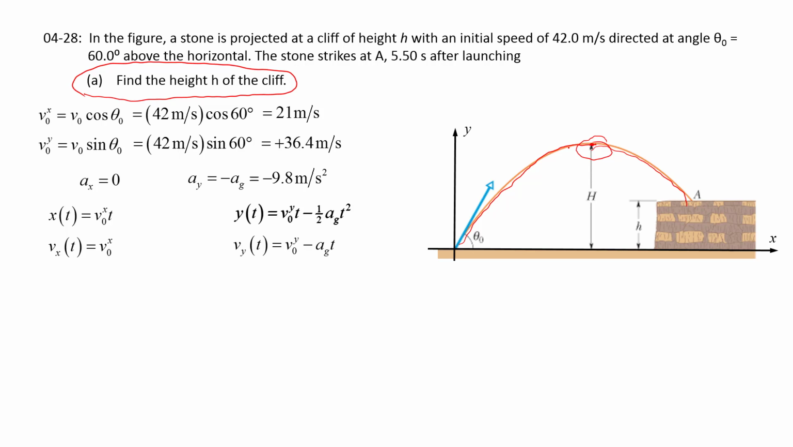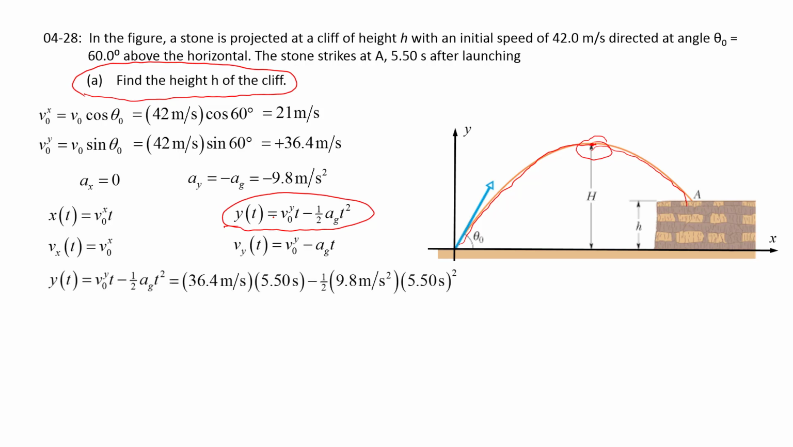We know the time, and we know the initial velocity in the y direction. So we can just use this equation for y as a function of time and plug in the time that we know. I'll slide that equation down over there, and then put in the various values that we've calculated.